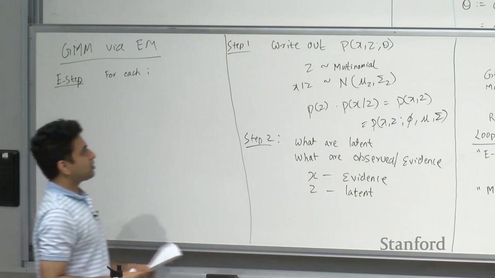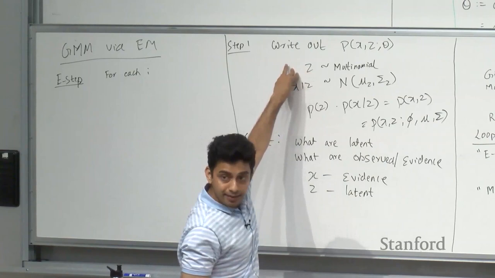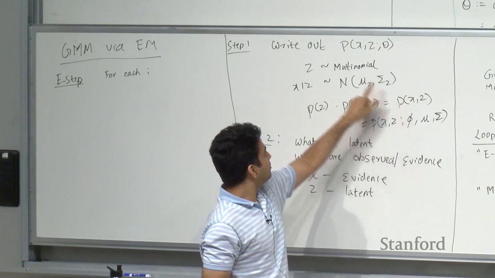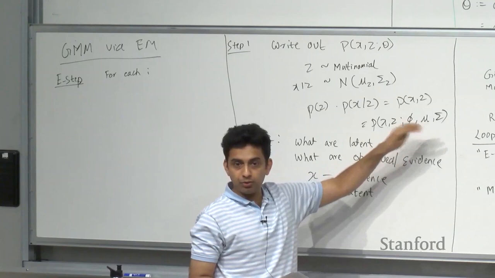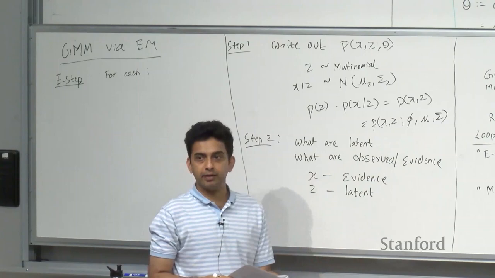In the case of the Gaussian mixture model, the Z's, the latent variables, are the cluster identities. The parameters are the multinomial parameters and the different sets of mu's and sigmas. Those are the parameters in the Gaussian mixture model. And what's observed are just the X's without the cluster identity.